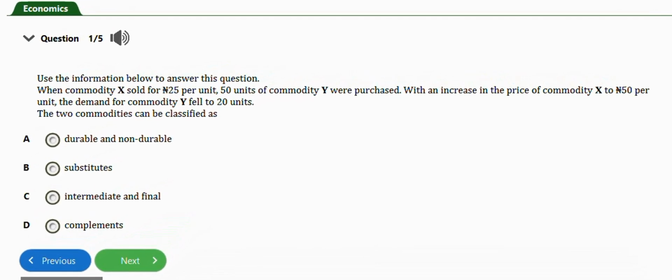In this video, we're going to learn how to solve JAMB economics problems under theory of demand. I'm going to focus on types of demand. I have 5 repeated questions to practice in the video. Let's get started. The first question I have here says, use the information below to answer this question.